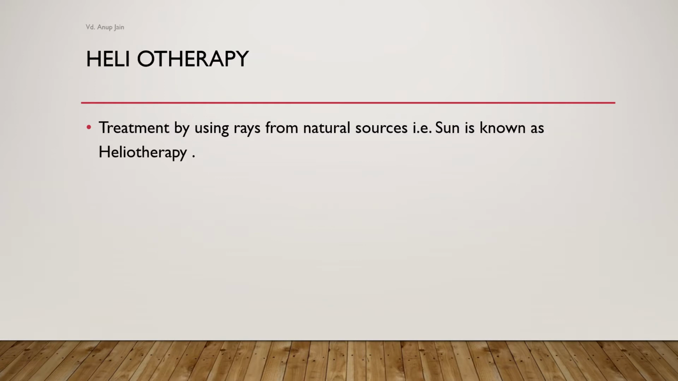The second type of electrotherapy is heliotherapy. The treatment by using the rays from natural sources, that is the sun, is known as heliotherapy, and the only difference between the two modalities is how the rays are obtained. In one, artificial sources are used, and in the other, natural sources are used.